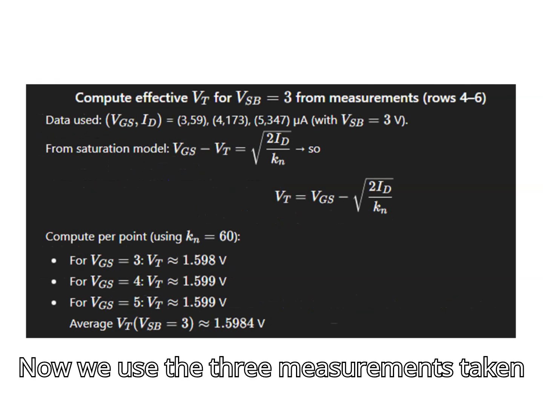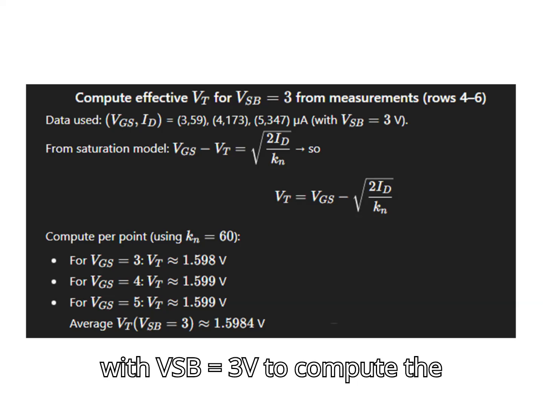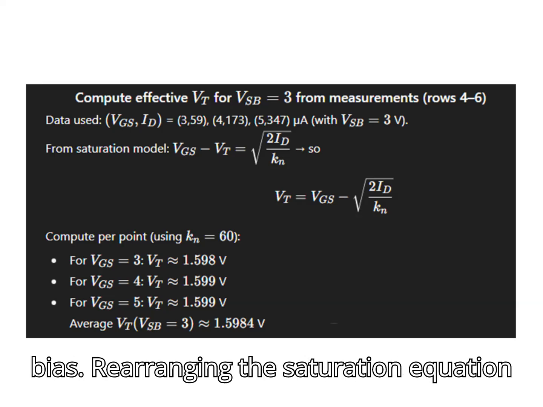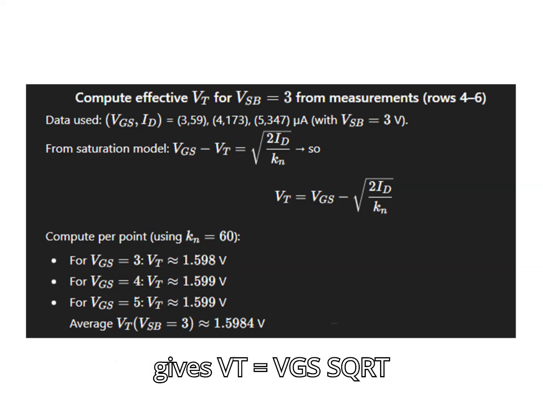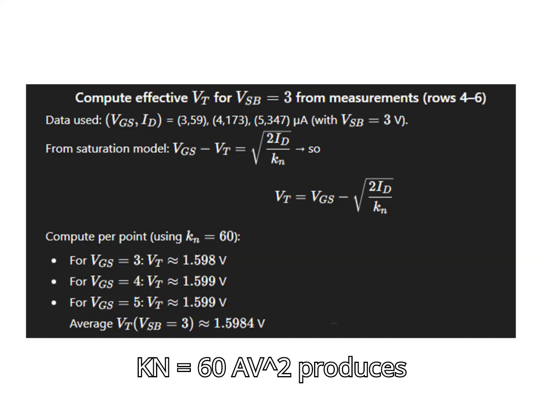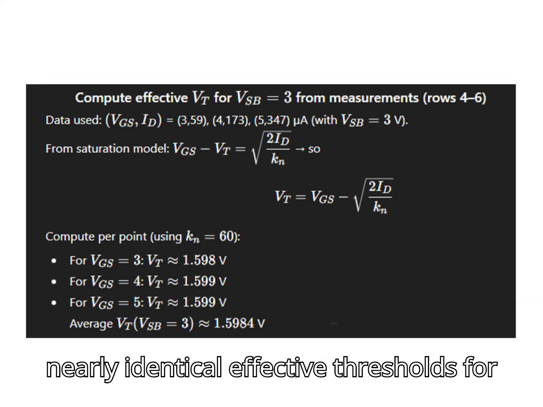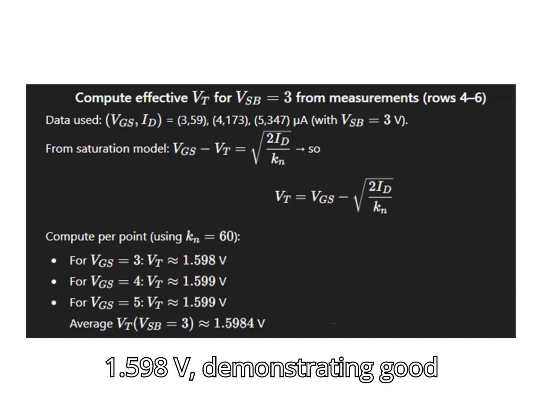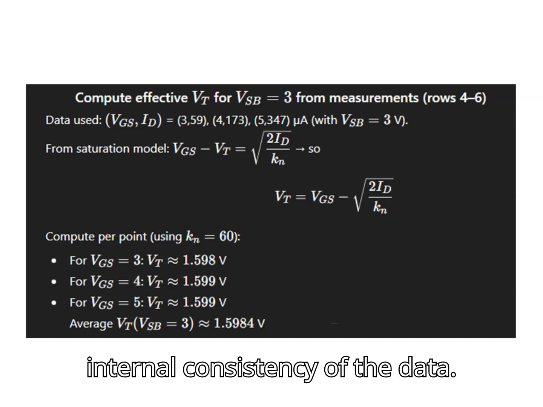Now we use the 3 measurements taken with VSB equals 3 V to compute the effective threshold voltage under body bias. Rearranging the saturation equation gives Vt equals VGS minus the square root of 2 ID over Kn. Using Kn equals 60 µA/V squared produces nearly identical effective thresholds for the 3 points, almost equal to 1.598 V, demonstrating good internal consistency of the data.